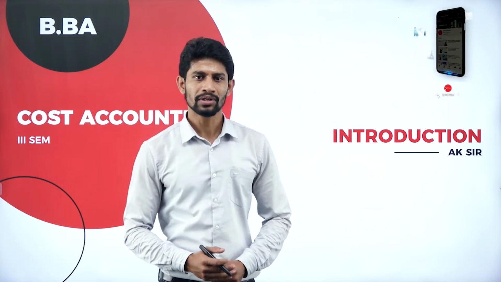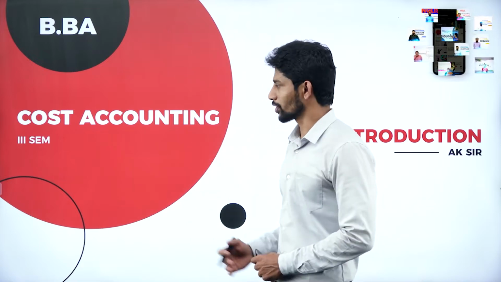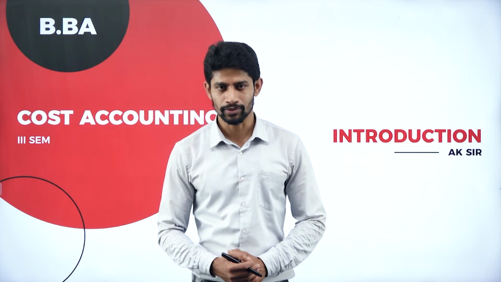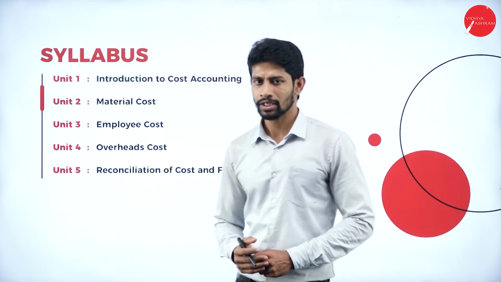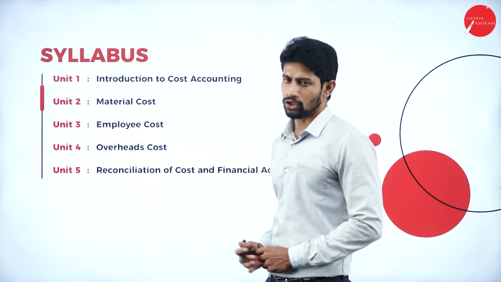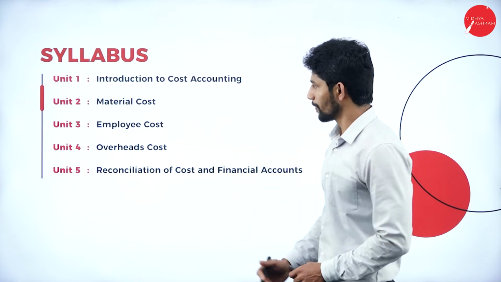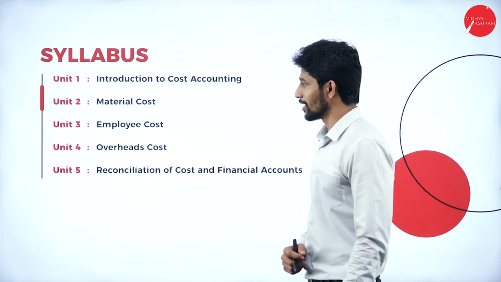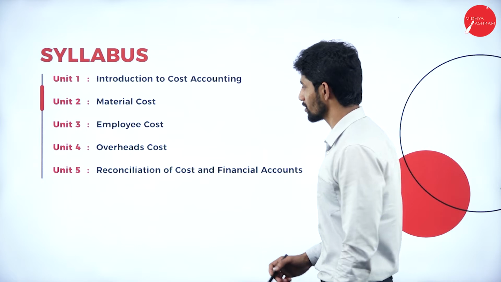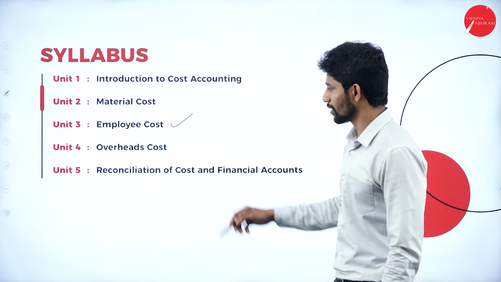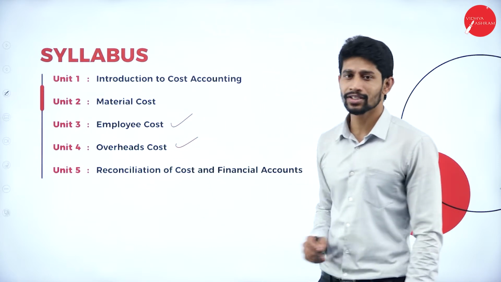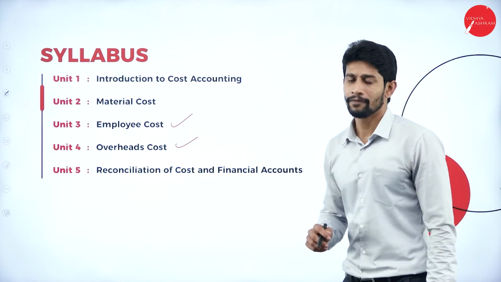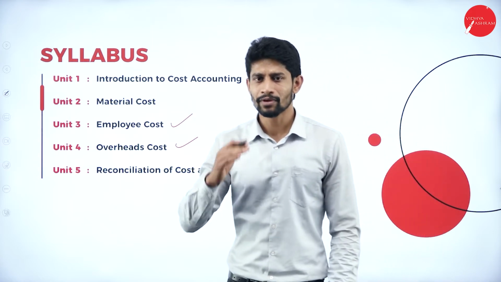In this session, we are going to know about the subject cost accounting, which is there for 3rd Sem BBA students who are studying under University of Mysore. So in this particular subject, totally we have 5 units. The first unit deals with Introduction to Cost Accounting. The second unit deals with Material Cost. Third unit deals with Employee Cost. Fourth unit deals with Overheads Cost. And the last unit, that is 5th unit, it deals with Reconciliation of Cost and Financial Accounts. So totally we have 5 chapters.